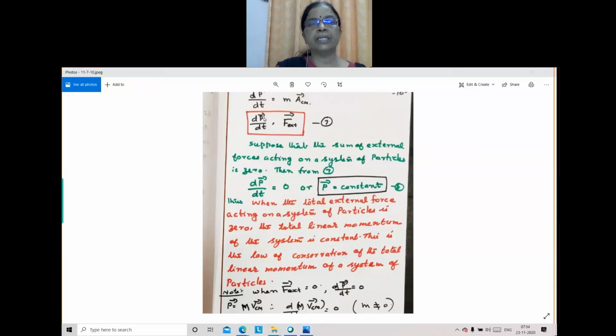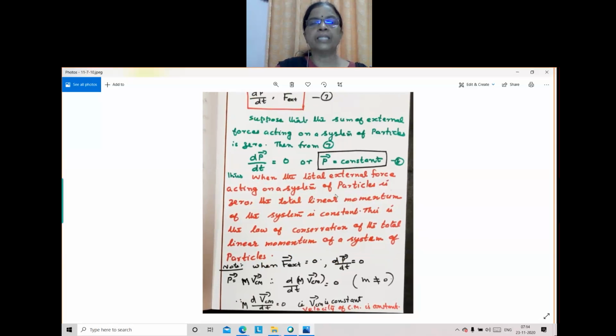According to one of the equations that we studied in differentiation, rate of change of a constant is zero. That is the equation we have studied. So here, according to this equation, rate of change of a constant becomes zero when F external is zero. So what is the meaning? P is a constant. Vector P is a constant. That is the conservation of momentum. When total external force acting on a system of particles is zero, the total linear momentum of the system is constant.